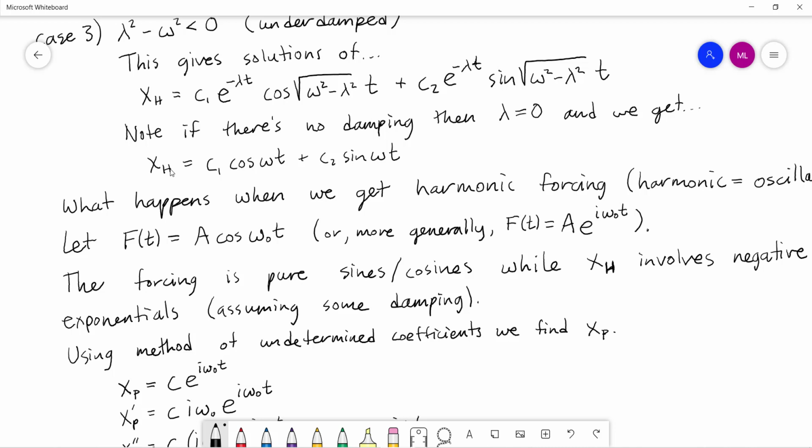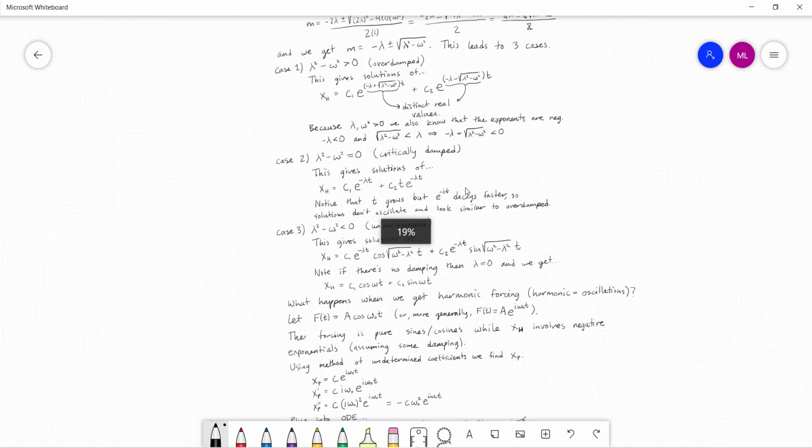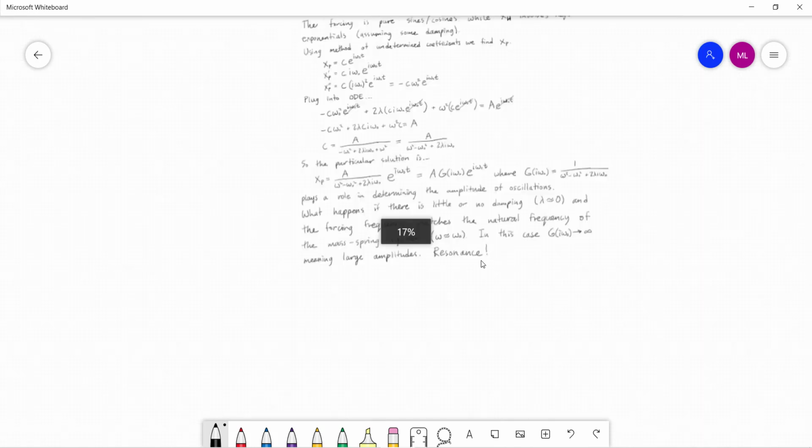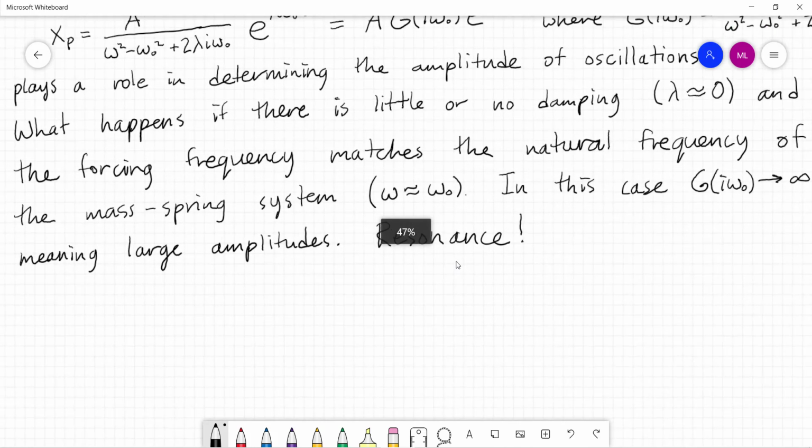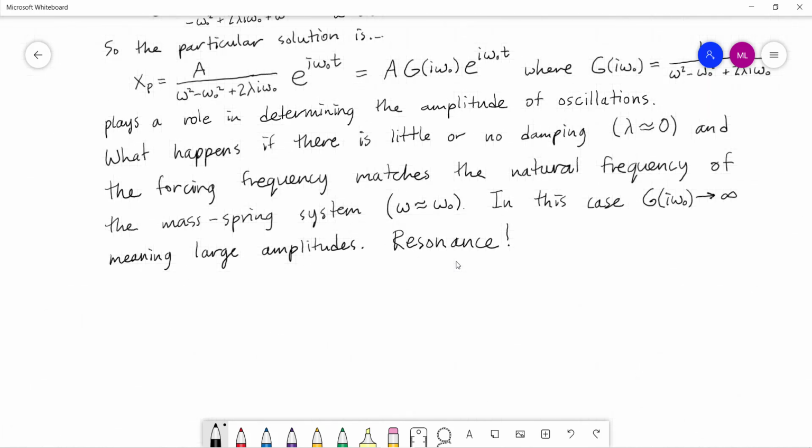And how do we change our guess for our particular solution to account for that? We have to add an extra factor of t to our particular solution. And that extra factor of t is what leads to a growing oscillation in our particular solution, which corresponds exactly to the idea of resonance. Resonance is where the forcing frequency matches the natural frequency, and it induces incredibly large vibrations.